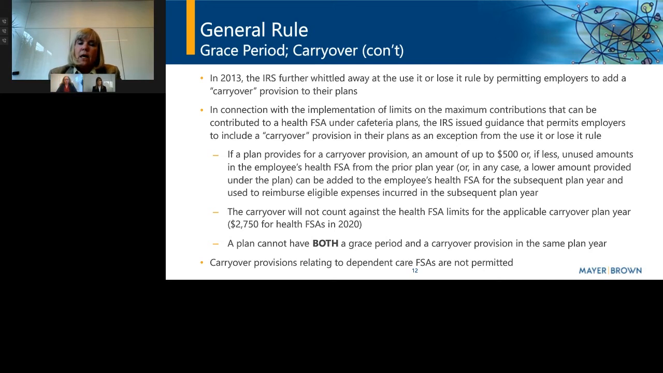The carryover doesn't count against the limits. So for example, in 2020, the limit for the FSA is $2,750. And if the plan provided for a carryover of $500, it wouldn't count towards the $2,750. So it's an additional amount. Also, you can't carry over more than you have left to be reimbursed under the plan. So if you didn't have $500 left after submitting all claims for the prior year, you could only carry over whatever you had left. A plan cannot include both a grace period and a carryover provision for the same plan year. And carryover provisions for dependent care FSAs are not permitted.